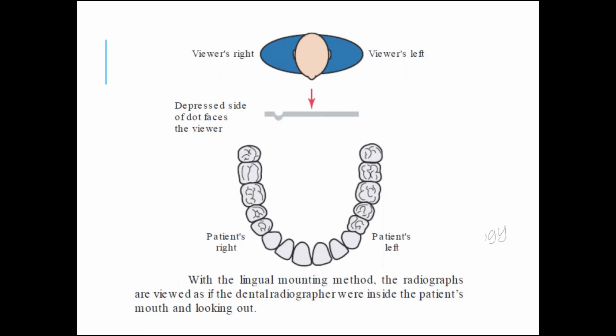And in the lingual mounting method, the radiographs are viewed as if the dental radiographer is inside the patient's mouth and is looking out. So, in this method, the concavity is towards the radiographer, and when the concavity is towards the radiographer, he has to imagine himself to be standing inside the patient's mouth at the place of the tongue, and the entire set of patient's teeth are around him. So, here the radiographer's left is patient's left, radiographer's right is patient's right.